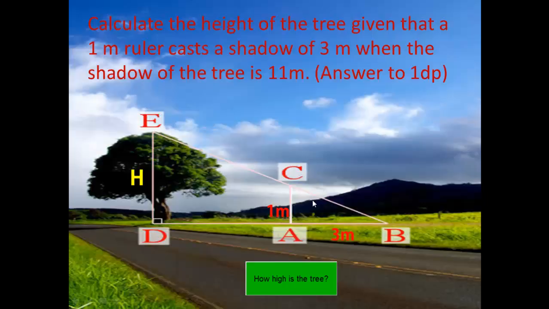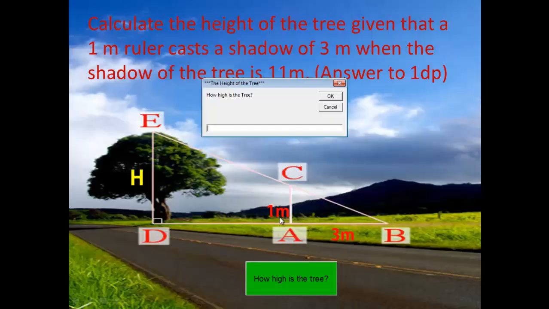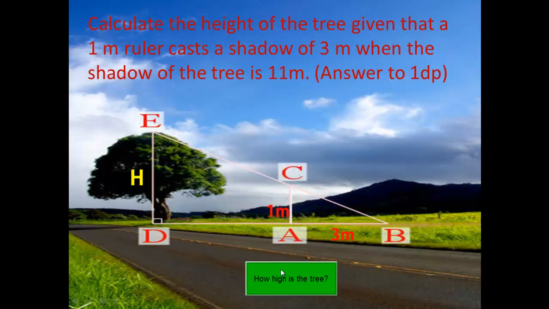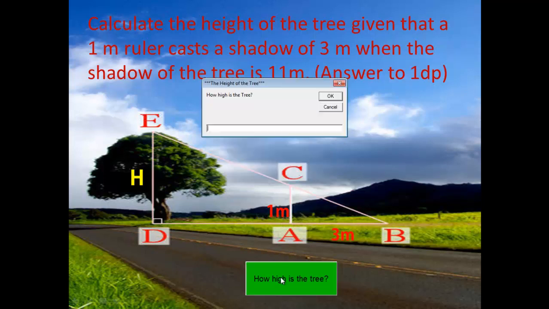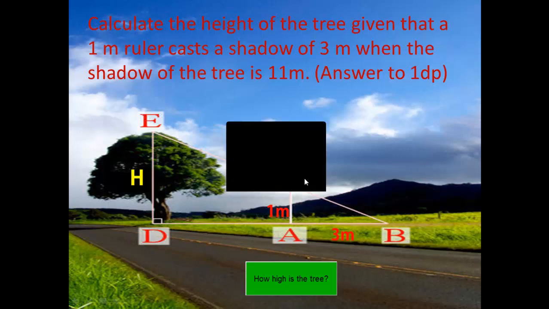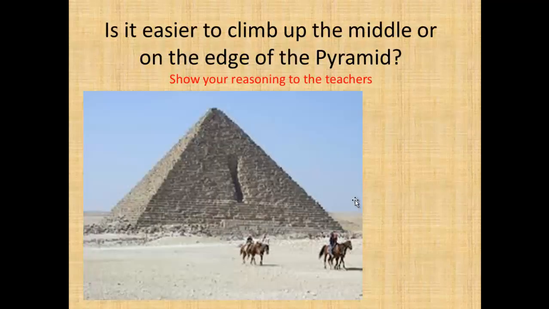All right. So then I go to the next bit. Alright, so over here, let's put in an answer that's incorrect. 4. Oh, bad luck, champ. Redo your calculations, try again. So if I put in there 3.7, then it goes through. Well done, you're a great surveyor, your light works great. Alright, and continue on.